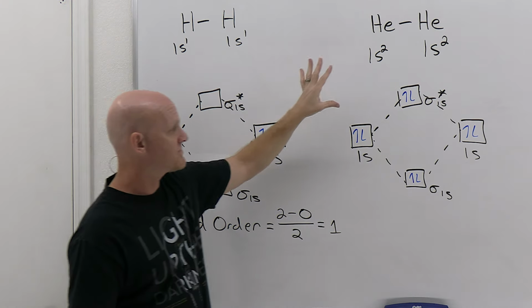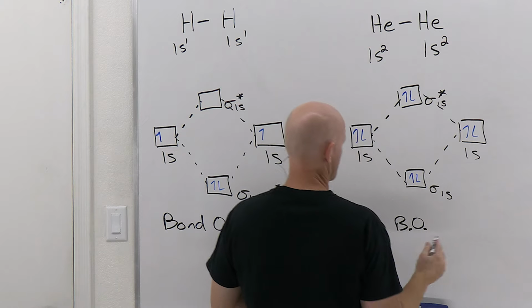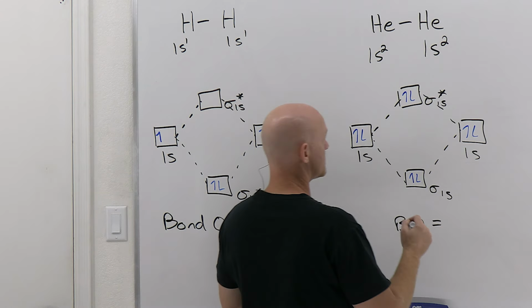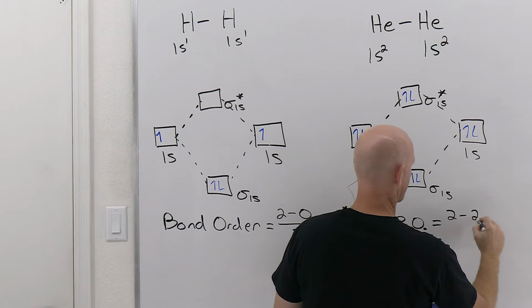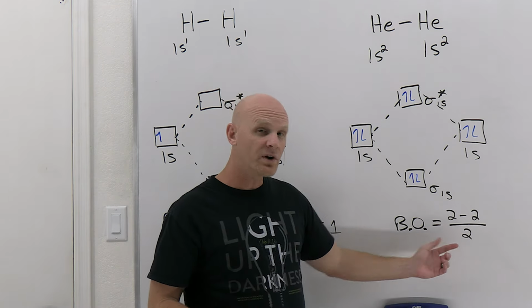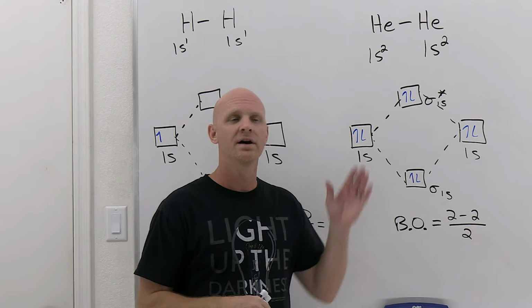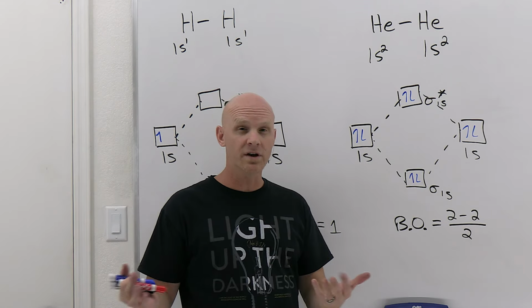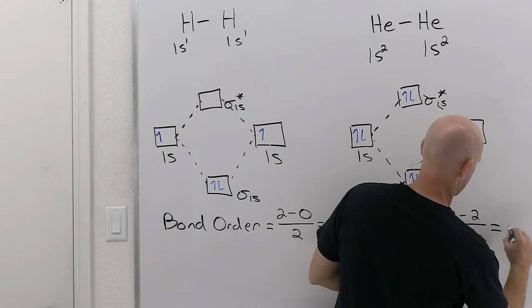When we do the same thing for helium, and I'll abbreviate bond order as BO, we've got 2 bonding, 2 antibonding, so 2 minus 2, all over 2. And again, it's all over 2 because it takes 2 electrons to make a bond. So you just want to find the balance of excess bonding electrons, and then divide by 2 to get the equivalent number of bonds that means. In this case, it's just going to equal 0.